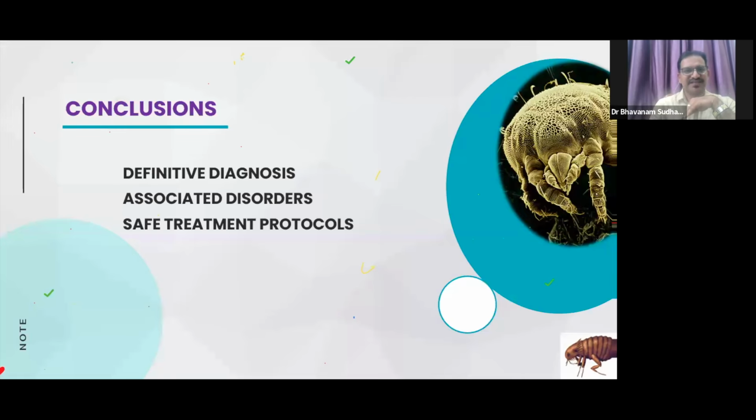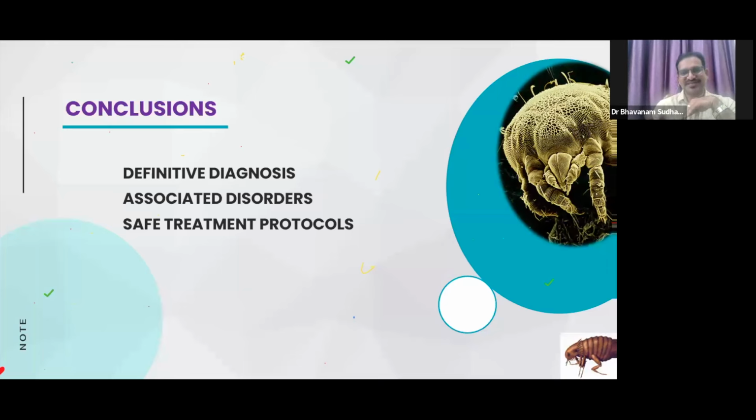This is the topic. Finally, the conclusion of today's topic. Definitive diagnosis is always the key. If you want to treat external parasitic infection in cats successfully, first you should go for a definitive diagnosis, because all the signs look like other diseases of the skin also. For example, I mentioned miliary dermatitis. The same signs will be there in demodicosis, fly and mosquito bite allergy, and notoedric mange also. Definitive diagnosis is very essential to start the therapy.